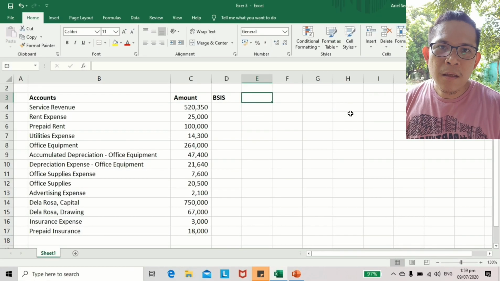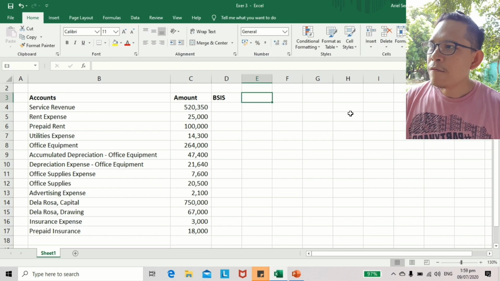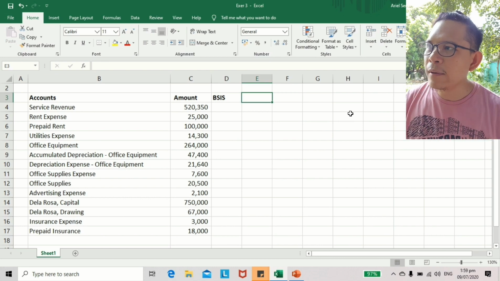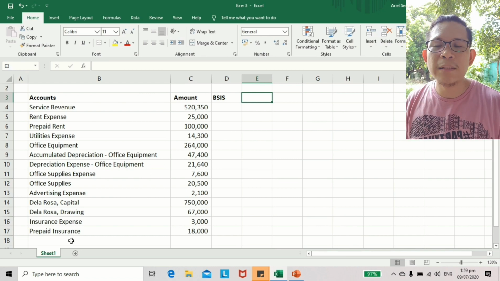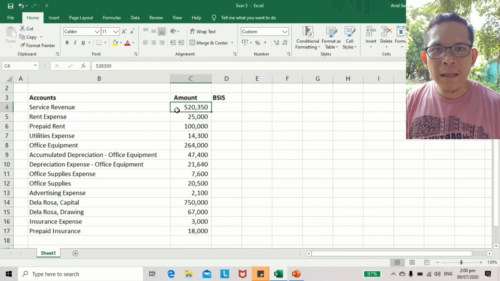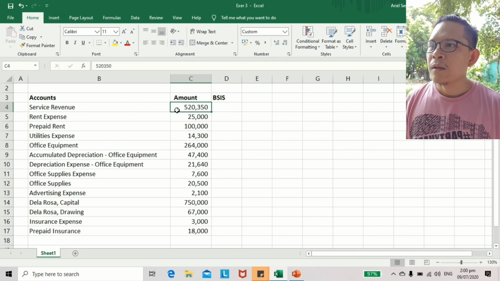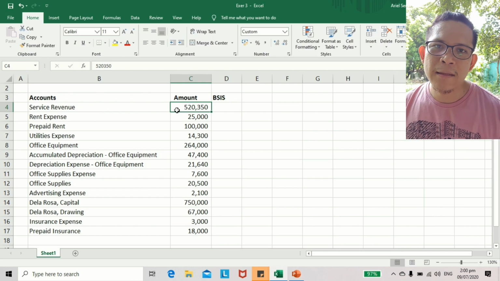So dito makikita ninyo, I have a list of accounts. So halo-halo ito. From service revenue, meron tayong rent expense, we have prepaid rent, utilities expense, and so on and so forth hanggang umabot tayo doon sa prepaid insurance na accounts. So correspondingly, nandito sa kanang bahagi yung kanilang mga amounts. So isa-isahin natin ito. Identify natin kung anong klaseng accounts ito before tayo mag-proceed sa paggawa ng closing entries.